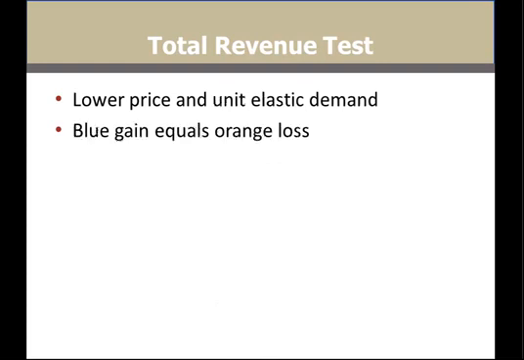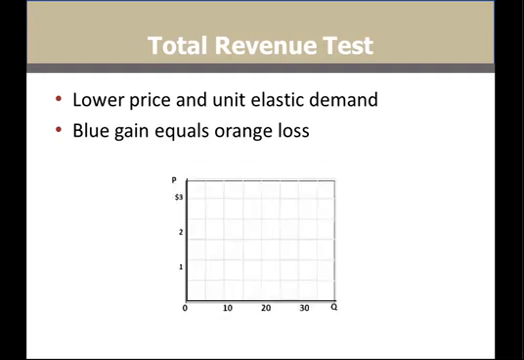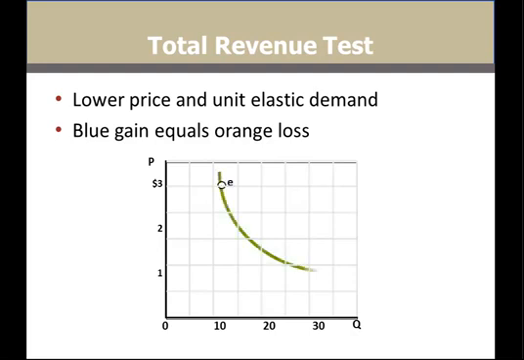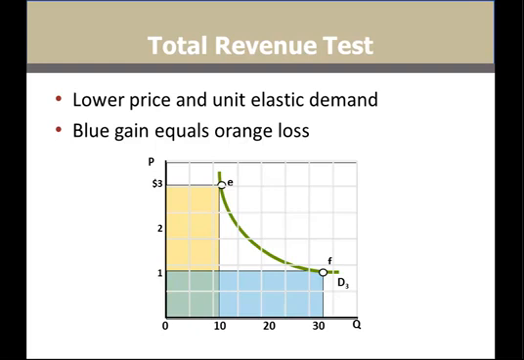Another total revenue test. A lower price and unit elastic demand means that the revenue is unchanged. The blue gain, or the extra total revenue from extra sales, is exactly equal to the orange loss, or the loss in total revenue from the higher price.